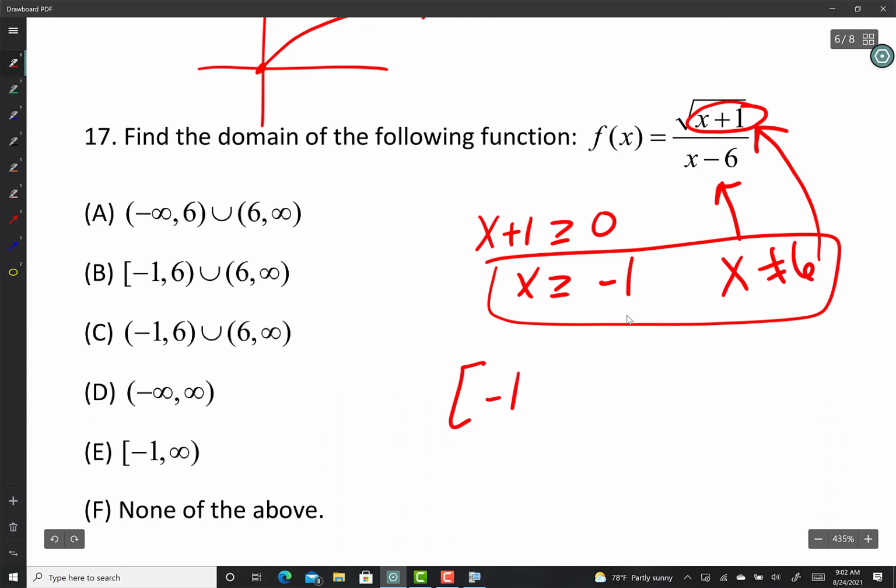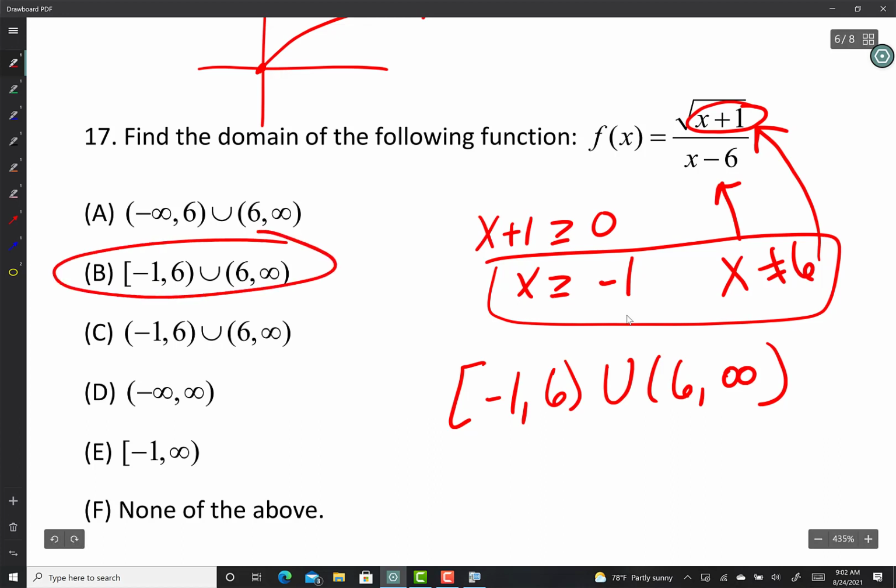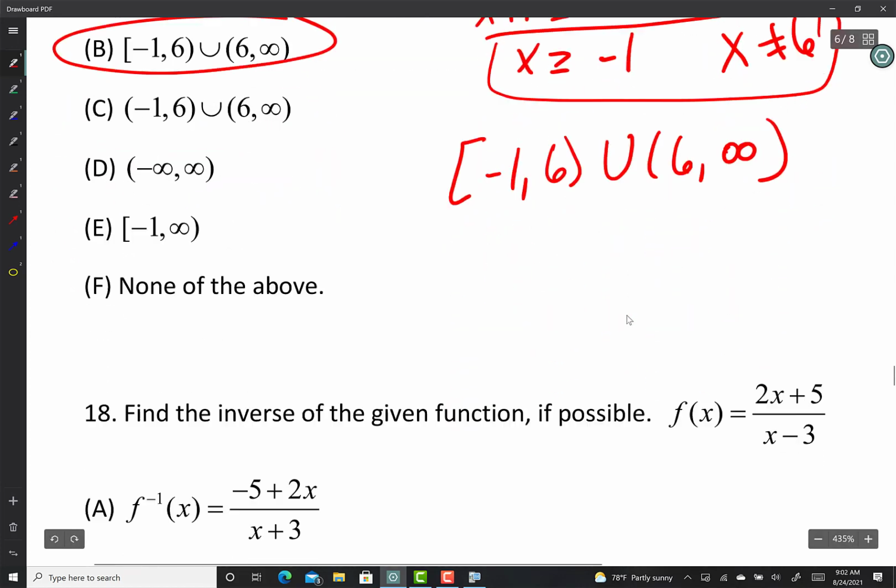So bracket negative 1 all the way until you hit parenthesis, union, parenthesis again, 6 all the way to infinity. So which one is that? There it is. How do we feel? All right.